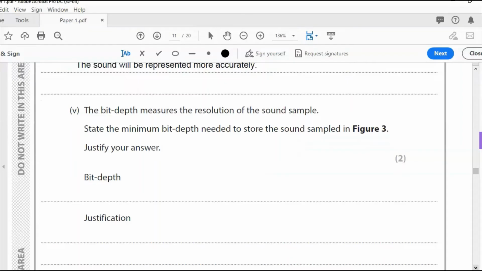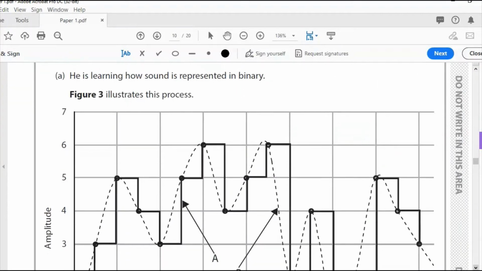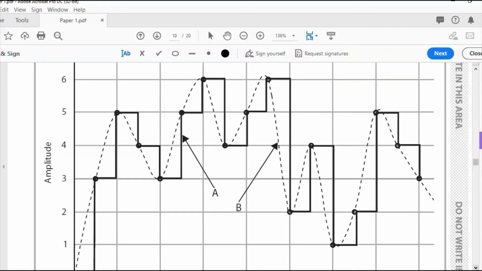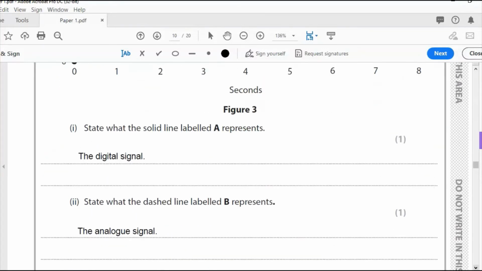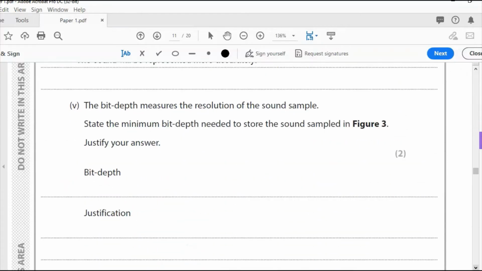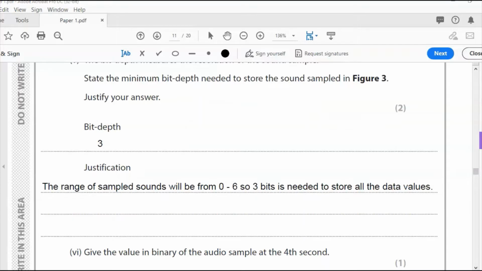5. The bit depth measures the resolution of the sound sample. State the minimum bit depth needed to store the sound sampled in figure 3. Justify your answer. Okay, let's go and look at that. So we just scroll up and look at this diagram. Now, you can see amplitude goes up to 7, but we only use up to 6 there. So, okay, the bit depth needed will be 3. So my justification is the range of sample sounds will be from 0 to 6. So 3 bits is needed to store all the data values.